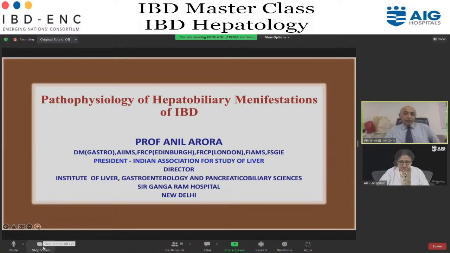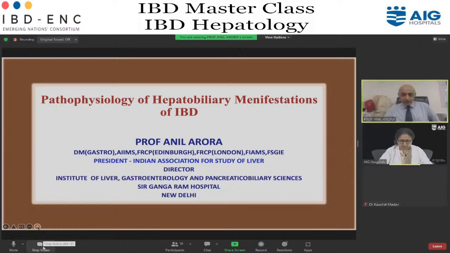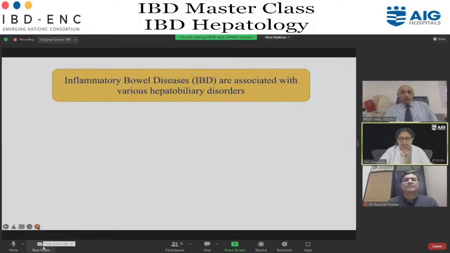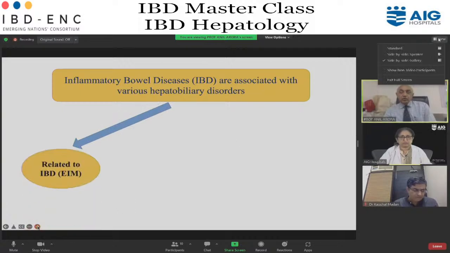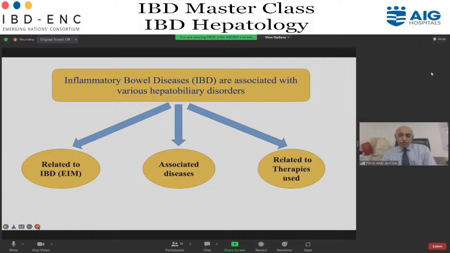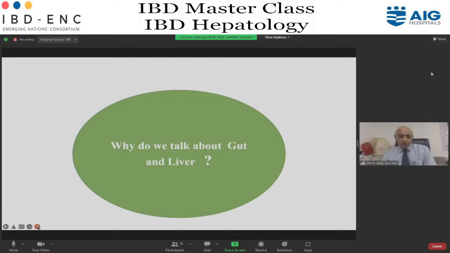In any case, I'm going to talk on pathophysiology of hepatobiliary manifestation. And that is precisely the reason why there is a link between the gut and the liver. Now, inflammatory bowel disease is associated with swathes and myriads of problems in the hepatobiliary regions, which may be related to the so-called extra-intestinal manifestation of the disease in inflammatory bowel disease. They may be concomitant associated diseases, like chronic hepatitis B, hepatitis C, or autoimmune hepatitis as part and parcel of other liver diseases. And then there may be a number of other diseases which may be ensuing just because we happen to give them a variety of agents which will lead to immunosuppression.